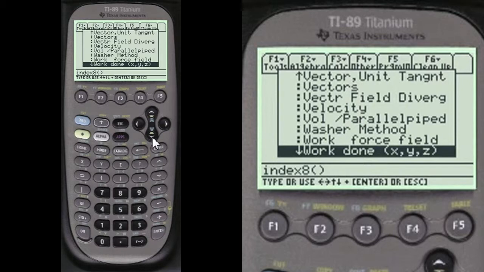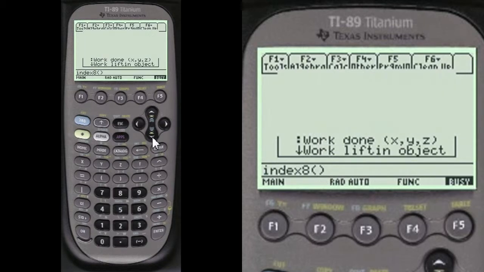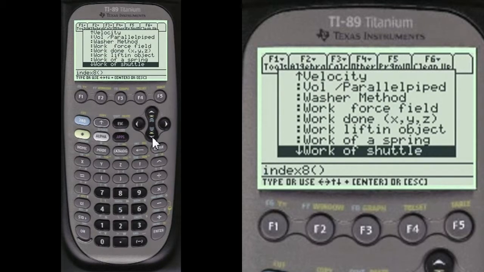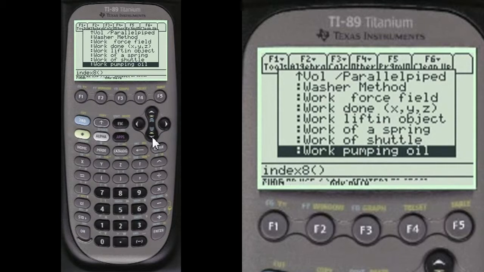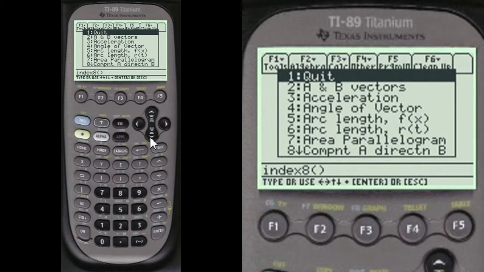Quite a series of those. Vector field divergent velocity, volume of a parallelepiped, the washer method, and that's it.